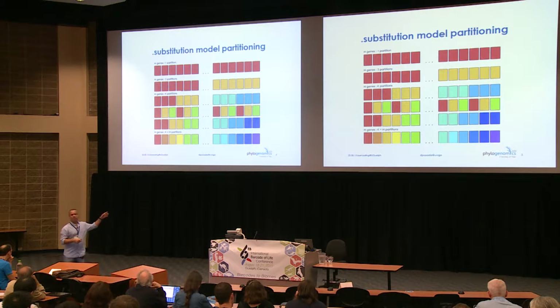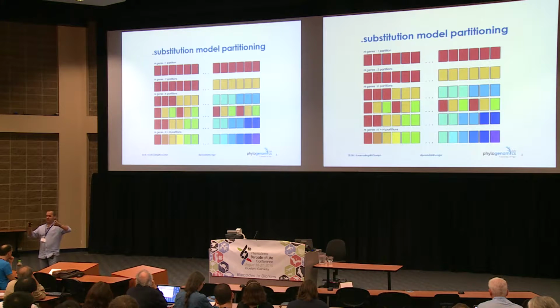So the problem is a combinatorial problem: which genes should be assigned the same model of evolution. By model of evolution, I'm talking about Jukes-Cantor, Kimura 2 parameters, okay? HKY plus gamma, GTR. You know what I'm talking about, right? So basically, a color here is a model. So we have many options.